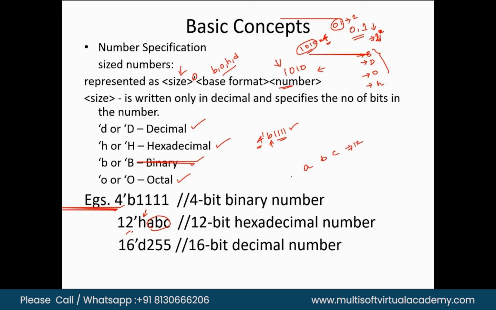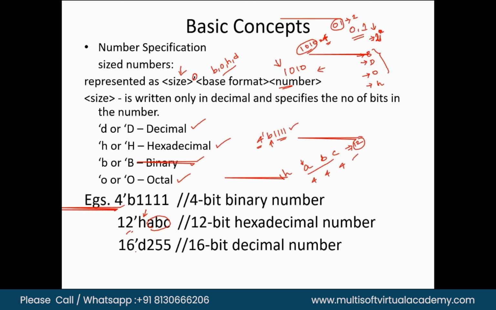What will be the size of ABC? Since it's hexadecimal, each digit is 4 bits. It could be 16 bit, but actually we are using only 12 bit. So it is 12-bit data, which is nothing but ABC. A will be 4 bit, B will be 4 bit, C will be 4 bit. So we'll get a 12-bit data.